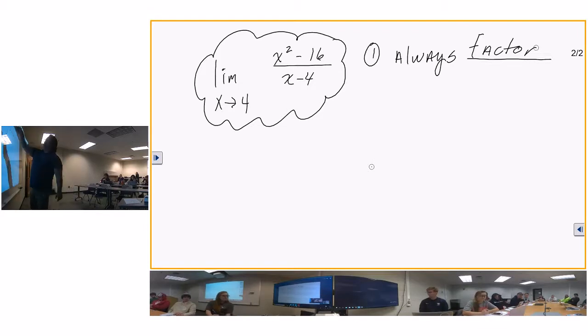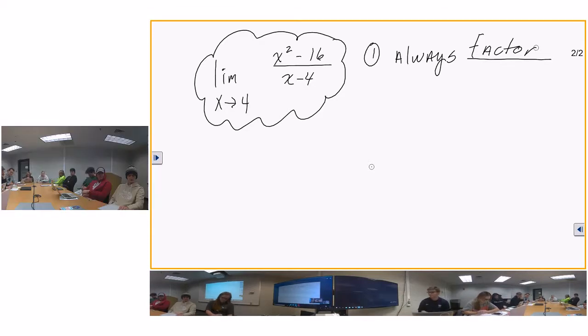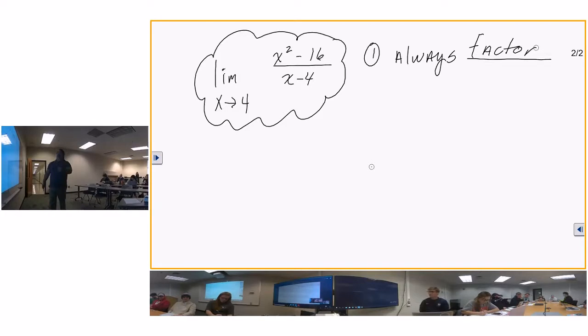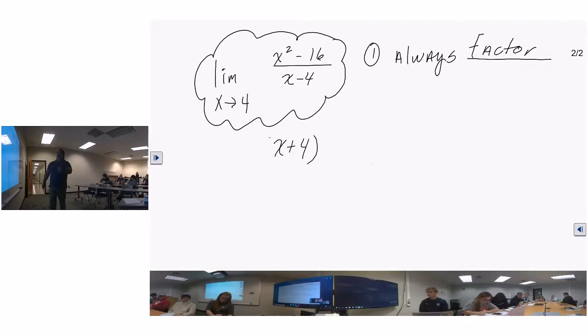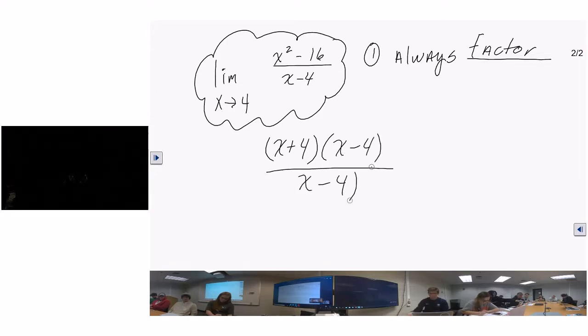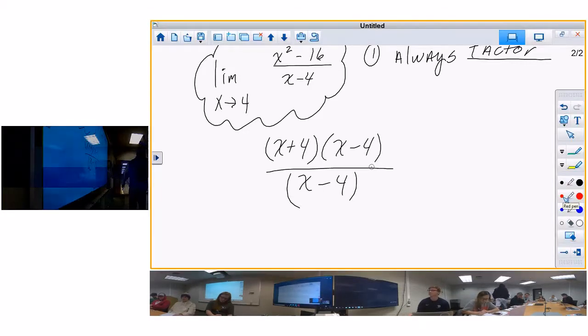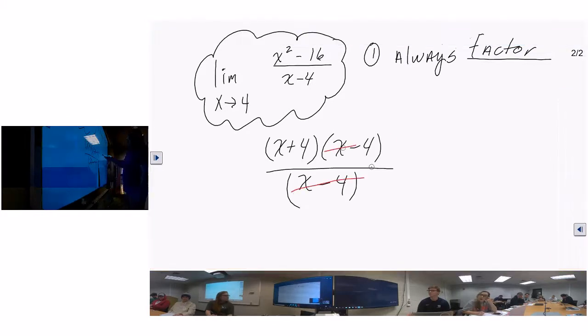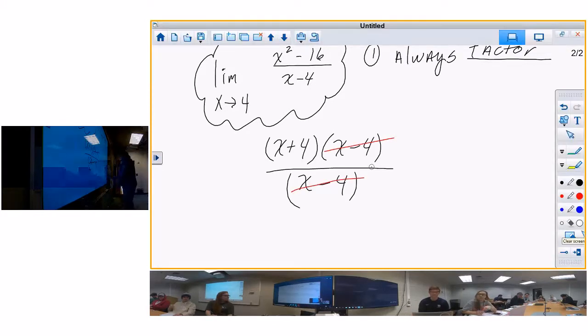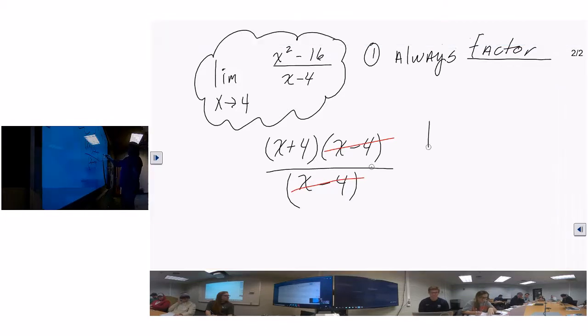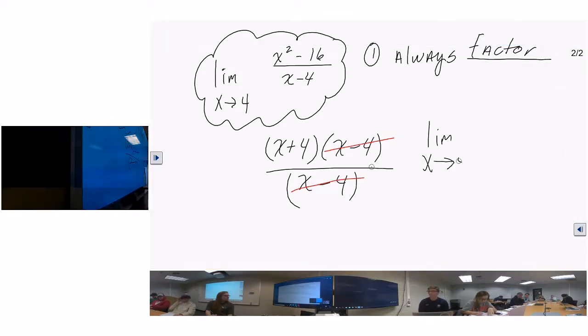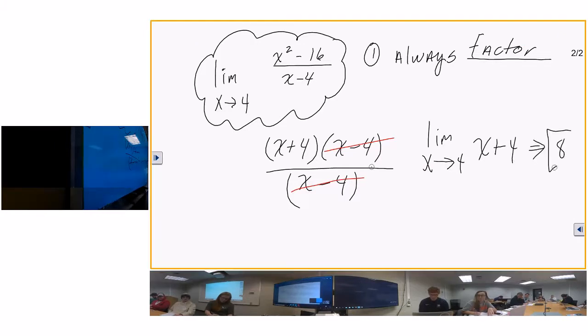Always factor. All right? Always factor. What can I factor in this problem? Shortcut number 3 on the top: x plus 4, x minus 4, over x minus 4. And what happens to the x minus 4s? With your handy dandy red pen, what happens to the x minus 4s? They cancel out. So now you take the limit as x approaches 4 of x plus 4, and what do we get? 8.